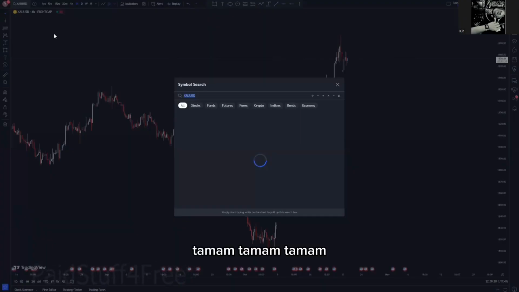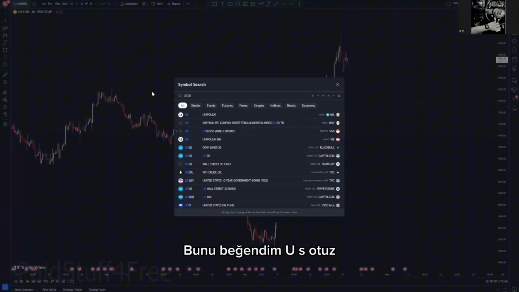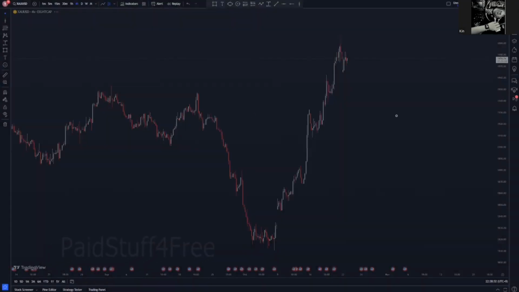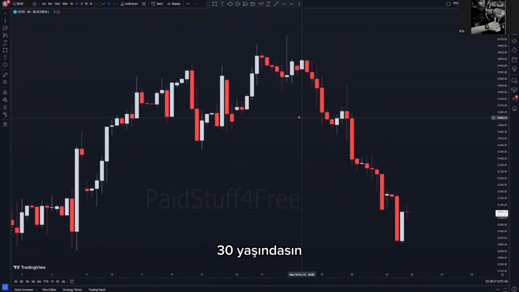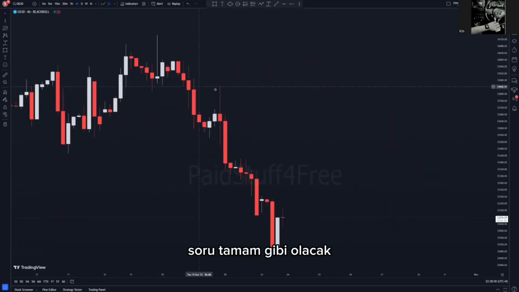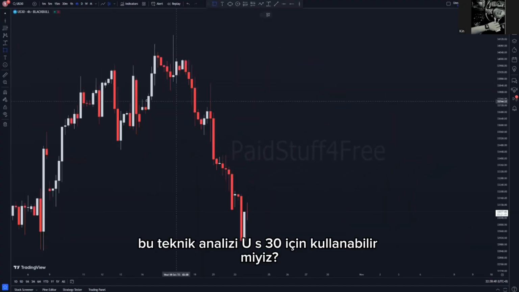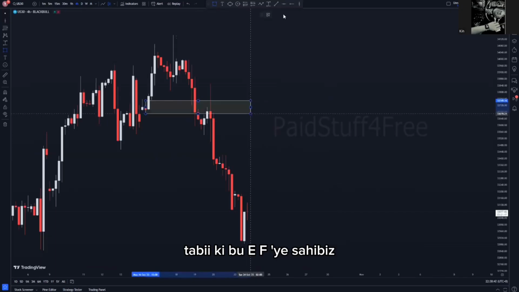US30, okay. I like this one. US30. So the question is going to be, can we use this technical analysis for US30? Of course. We have this EF, right?